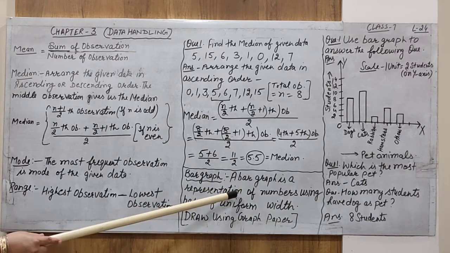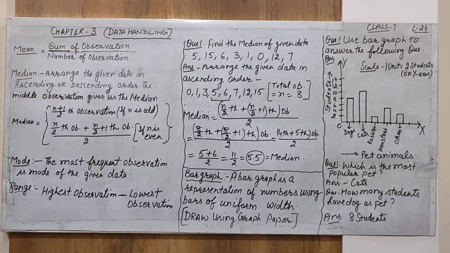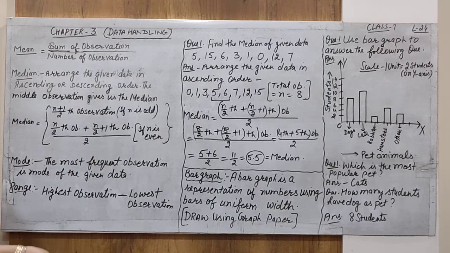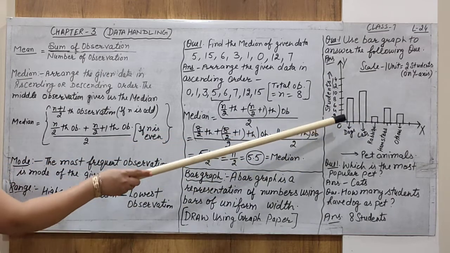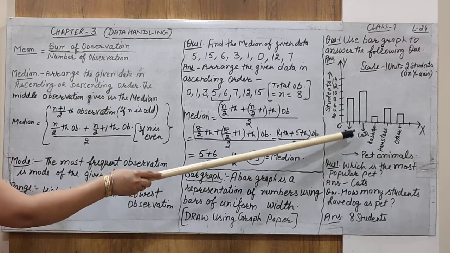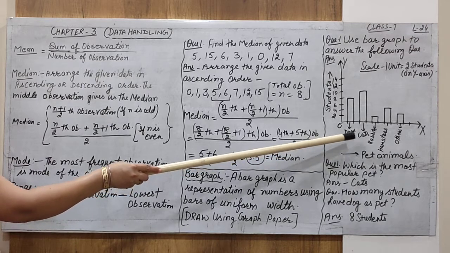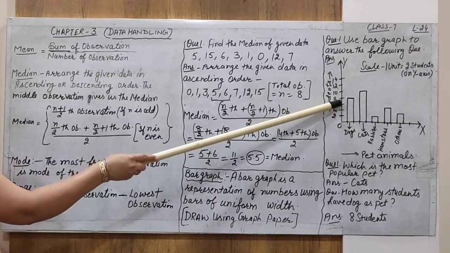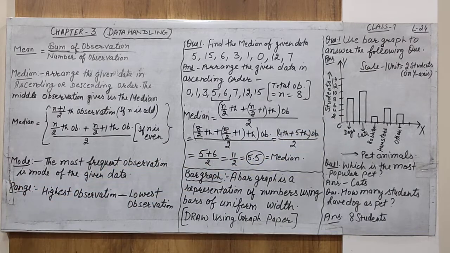Now, a bar graph is a representation of numbers using bars of uniform width. Uniform width means the widths of all the bars are similar. Now we have to use this graph to make observations. The first bar gives the pet animals. The first bar shows us the dogs. How many dogs are with the students? Now this represents dogs. What is the length of this bar? Up to 8. So 8 students keep dogs as pet animals.